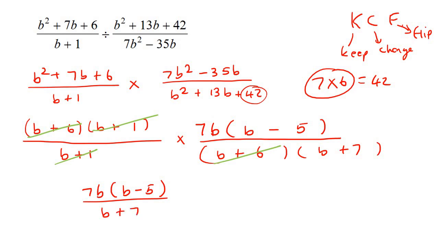and at the bottom, we are left with b plus 7. Now, many teachers are going to ask you to please make sure that the top, the numerator, is multiplied out. So let's do that. I'm just going to multiply the 7b back into the bracket, so it'll become 7b squared, take away 35b, and then at the bottom, we're left with b plus 7.